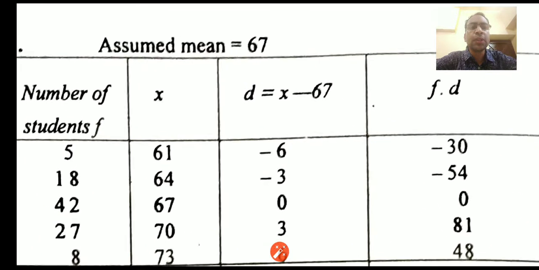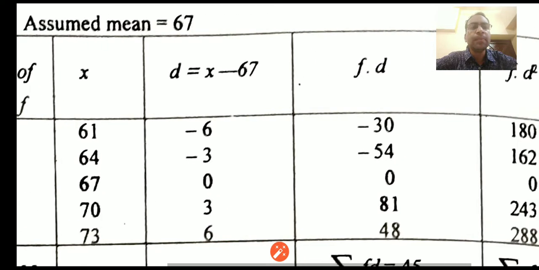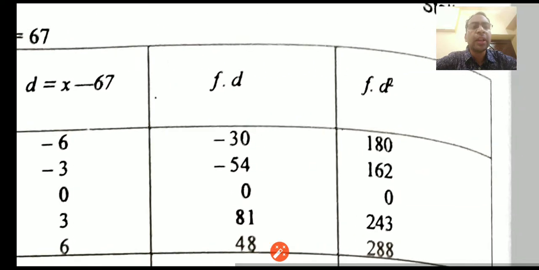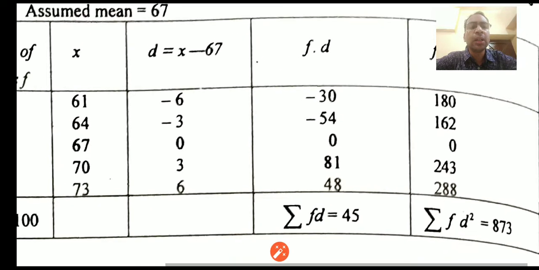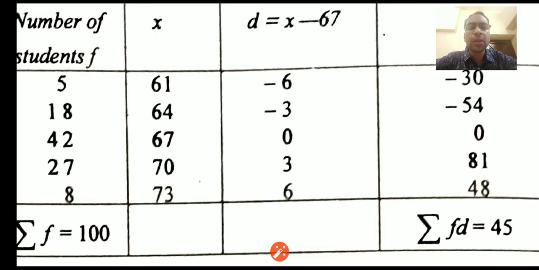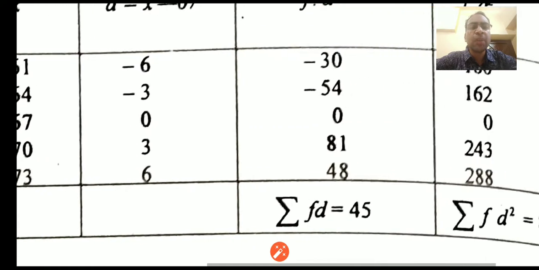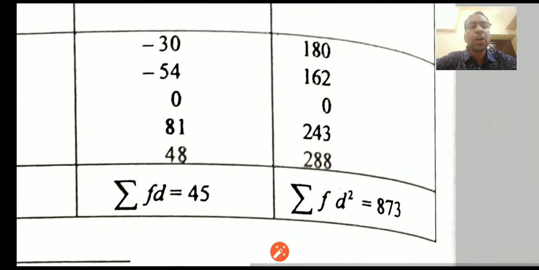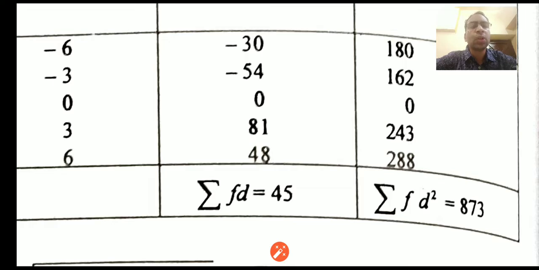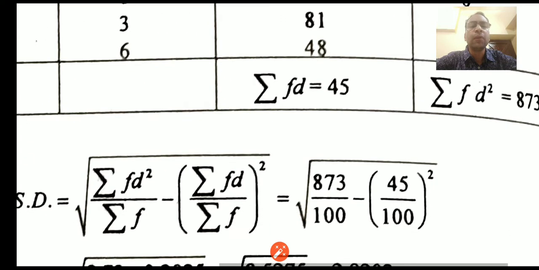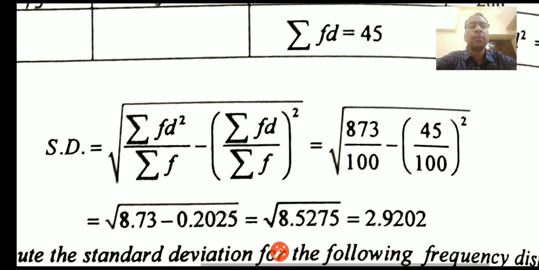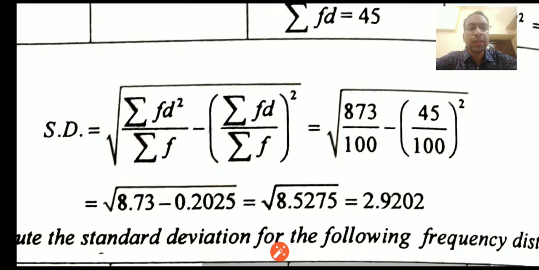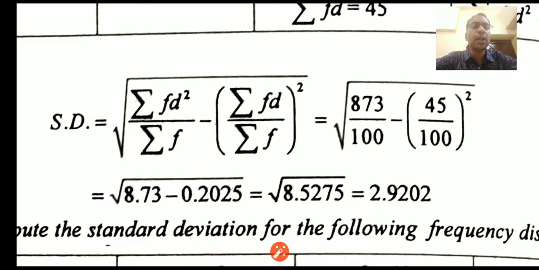So by using this assumed mean, we'll calculate the column D, then f dot D, and then f dot D square. And similarly, we'll need the sigma of the three columns, sigma f, sigma fd, and sigma fd square, because these three values are required in the formula of the standard deviation shortcut method. So this is the formula. Now just by substituting the values and calculating, we can have the standard deviation. This is 2.9202.